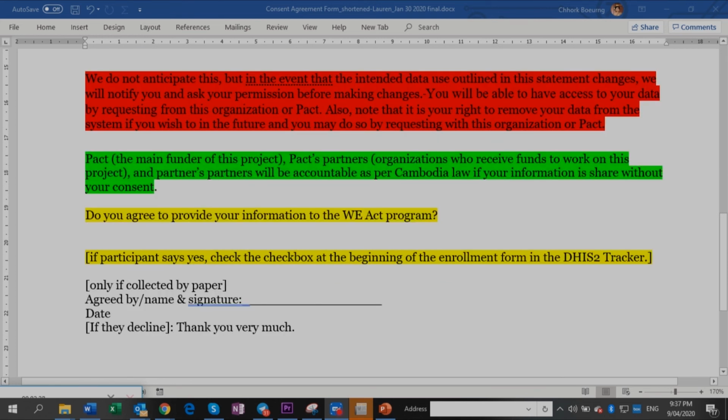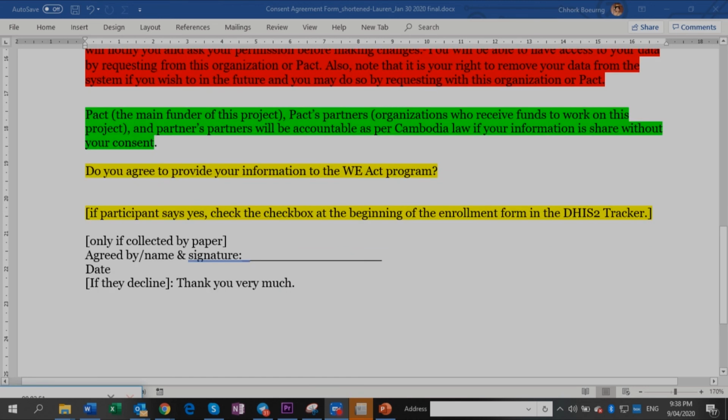For the next color, the green color, if in the future, for example, one of our beneficiaries is no longer willing to share their personal data with us, they can inform us so that PAC or the grantee can remove their data from our system. Moving to the next color here, this part means that if PAC or a PAC grantee shares their data without their consent or not consistent with their agreement, PAC and the PAC grantee will be accountable for our action per Cambodian law.